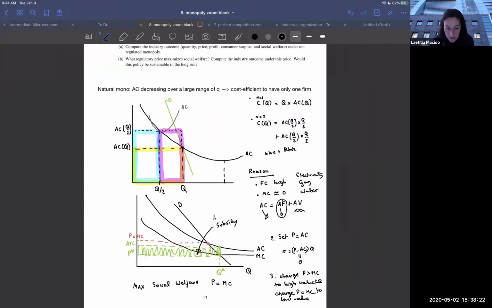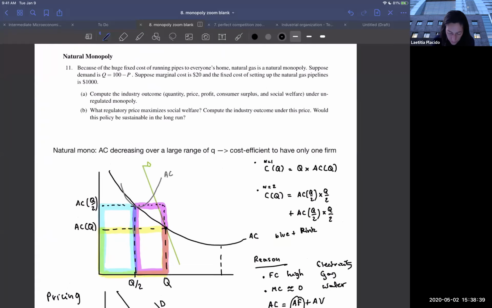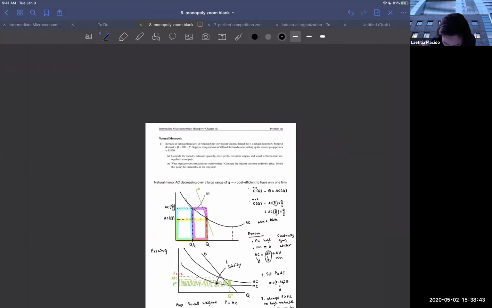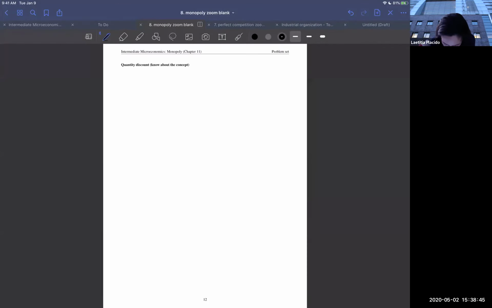Okay, so this gives you an overview of what happens when we have a natural monopoly and what the pricing issues are. Okay, so I have 7 minutes left. I'm going to try to go over this. Do you have some room here? I'm going to write here.